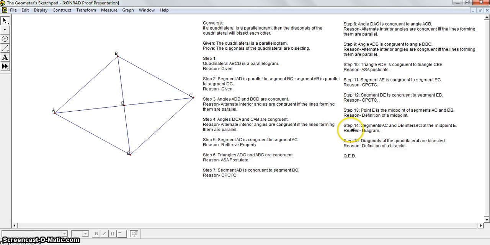In step 14, segments AC and DB intersect at midpoint E, and the reason is the diagram. So it's showing us that it is intersecting at midpoint E. So now we're at our final step 15, that the diagonals of the quadrilateral are bisected, and the reason is the definition of a bisector. Then we go to QED.